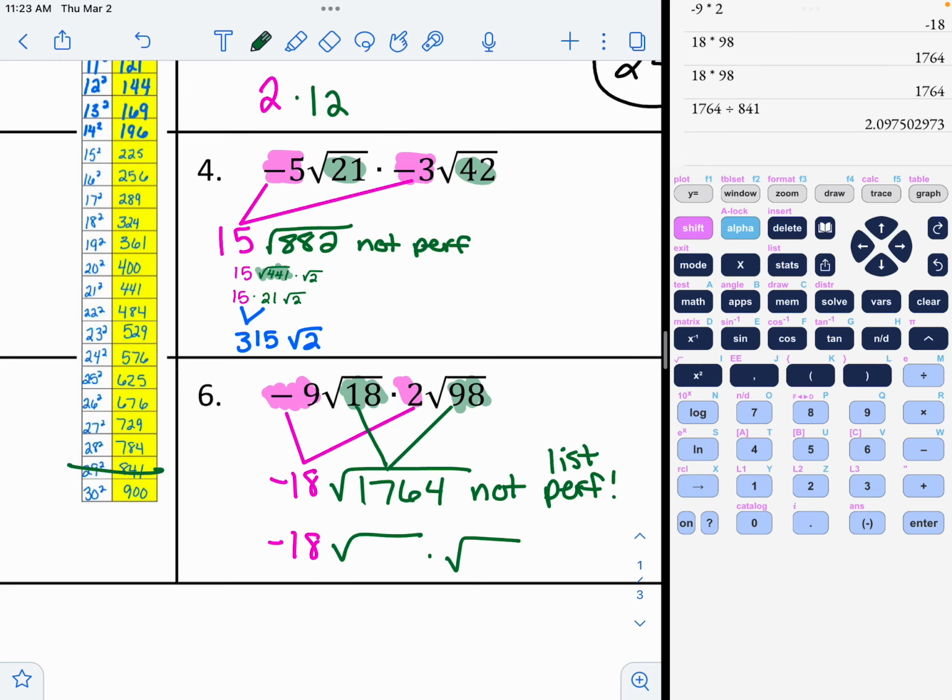So not 841. So what do I divide by now? 784. Nope. Now what do I divide by? 729. Nope. Now what do I divide by? 676. Oh, I didn't get it, darn it.